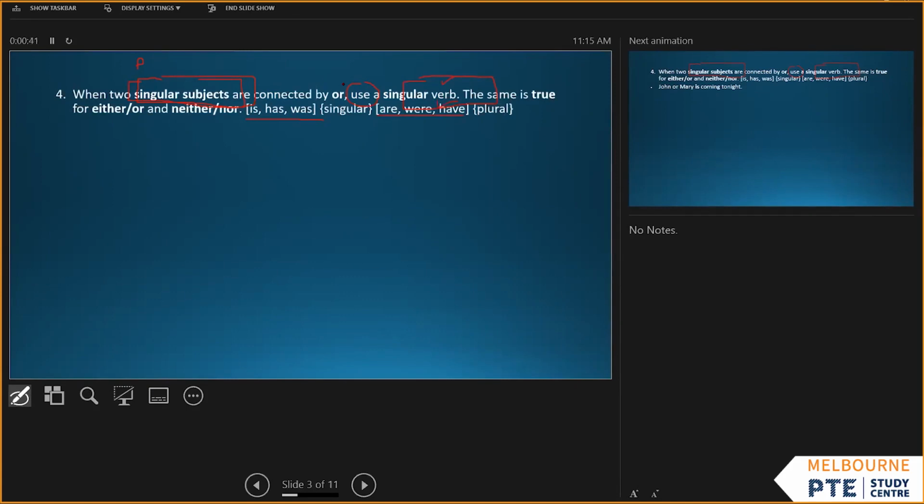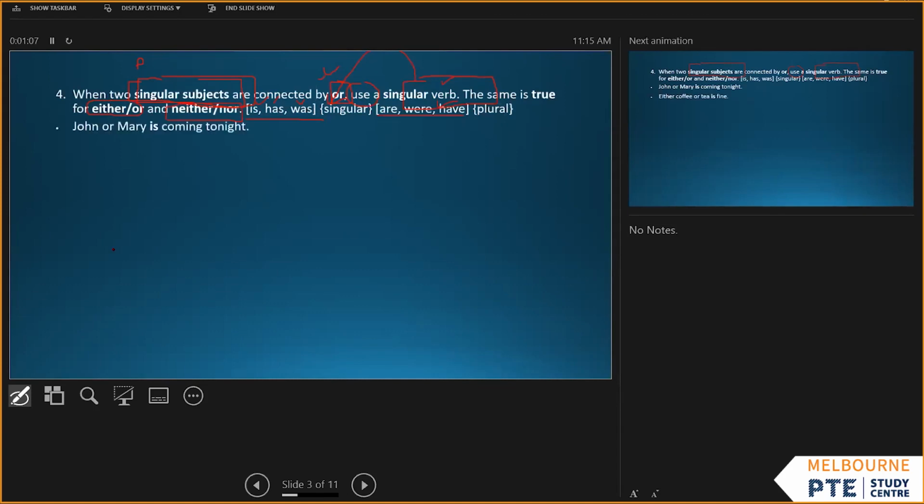But if these two subjects are connected by or, then what do we do? We use the singular form of these words. We use is, has, or was if the two are connected by or, or by words like either or neither.